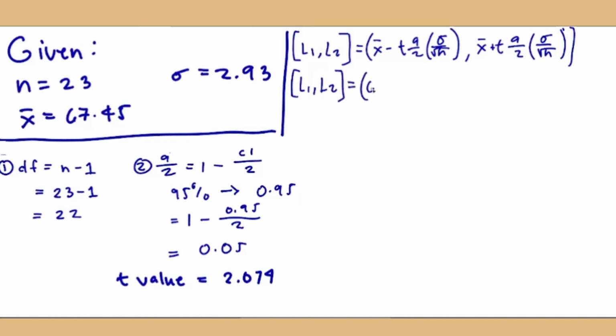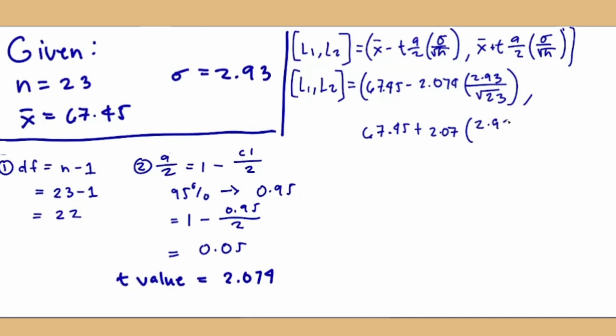And so, we have the interval equals 67.45 minus the critical or t-value of 2.074 multiplied by the standard deviation of 2.93 over the square root of 23, and 67.45 plus 2.074 multiplied by the standard deviation of 2.93 over the square root of 23.